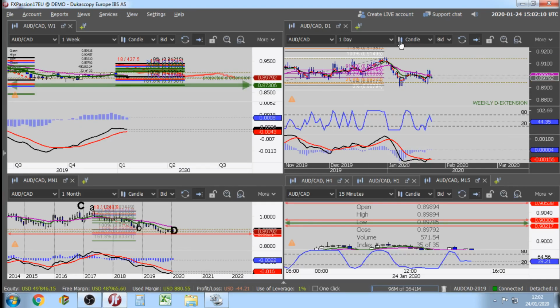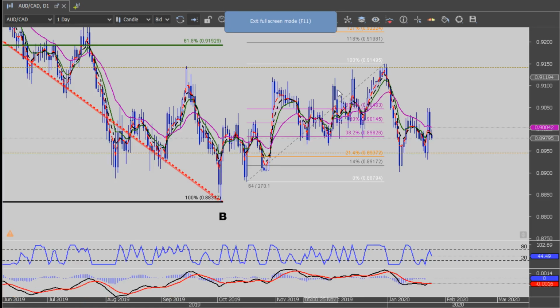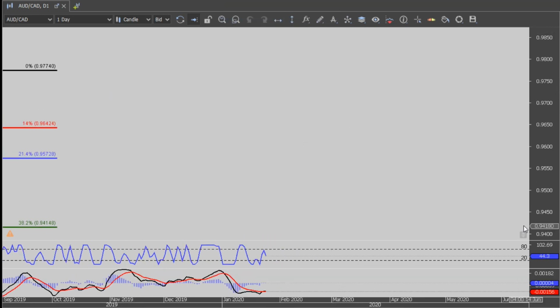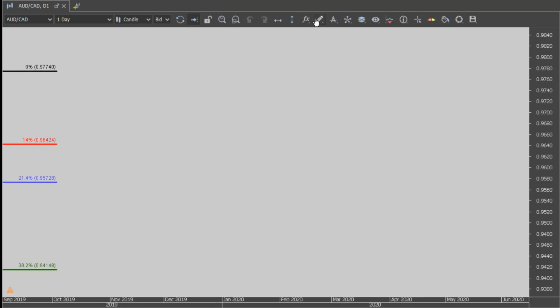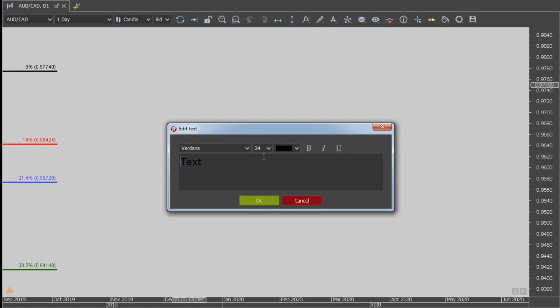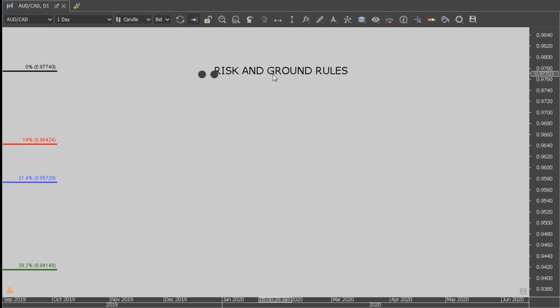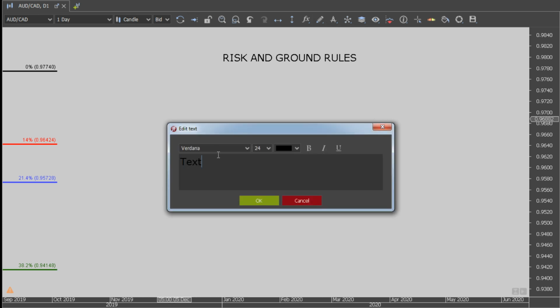That being said, let's talk about hedging part 1. We are going to put down some ground rules first. Before we talk about hedging, let's write some risk and ground rules. Hedging is a technique. It's very dangerous if you don't know how to do it, but let's write some risk and ground rules.